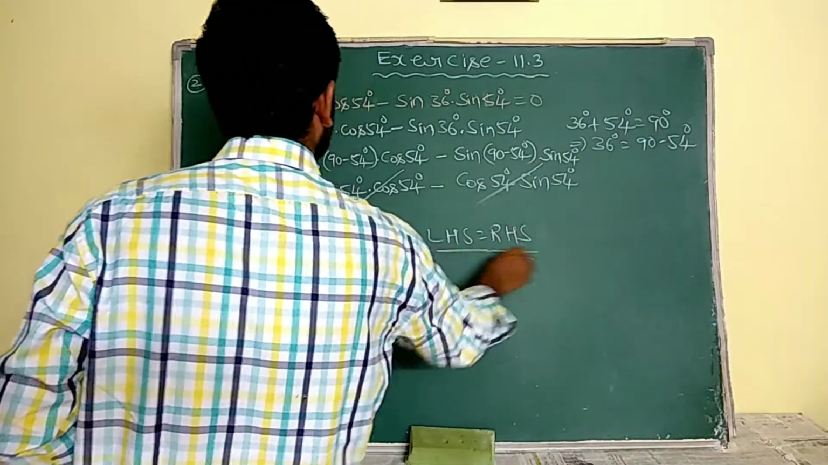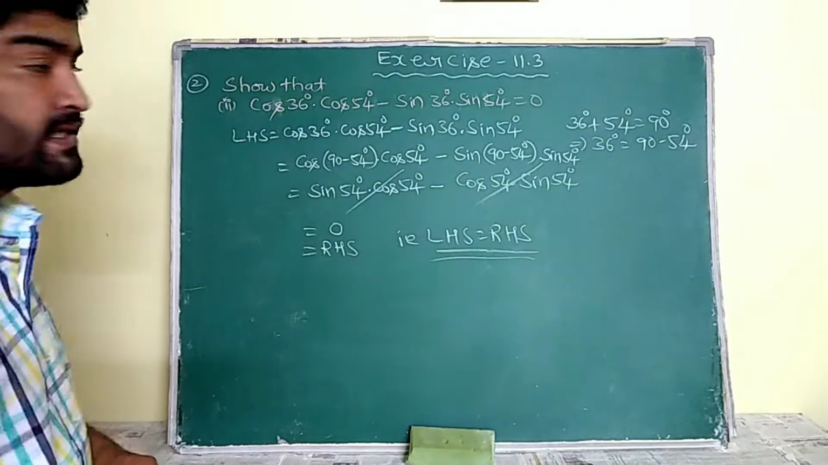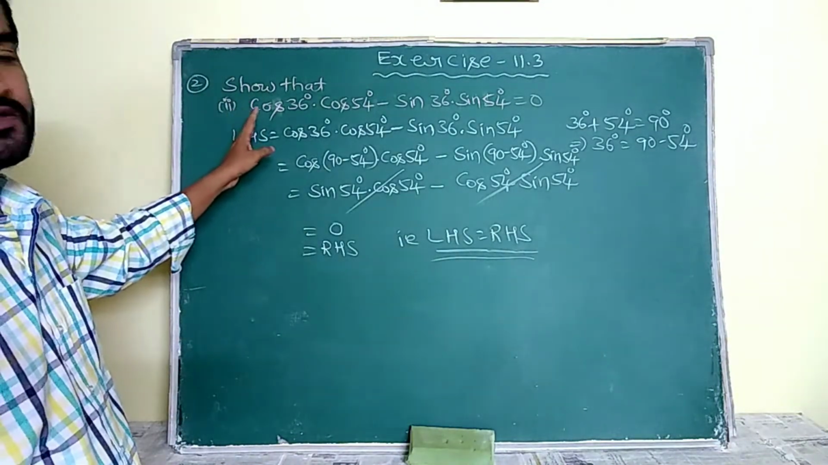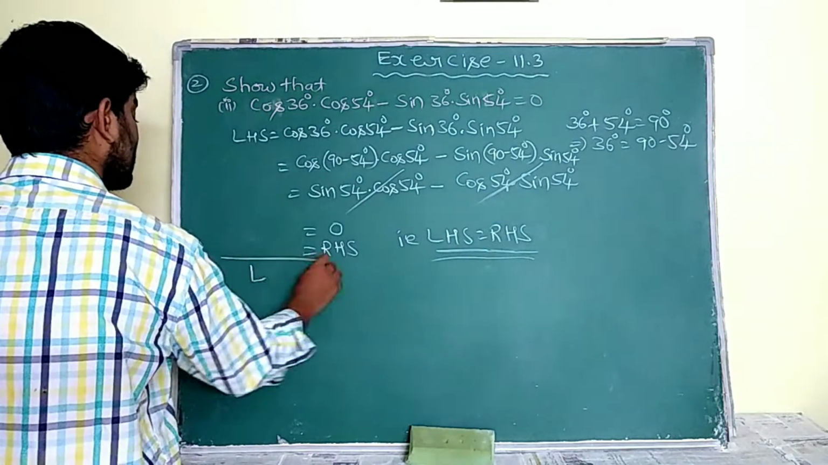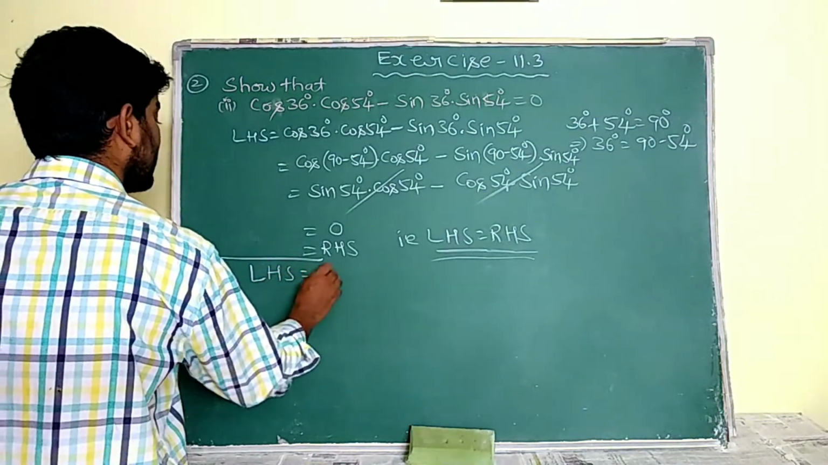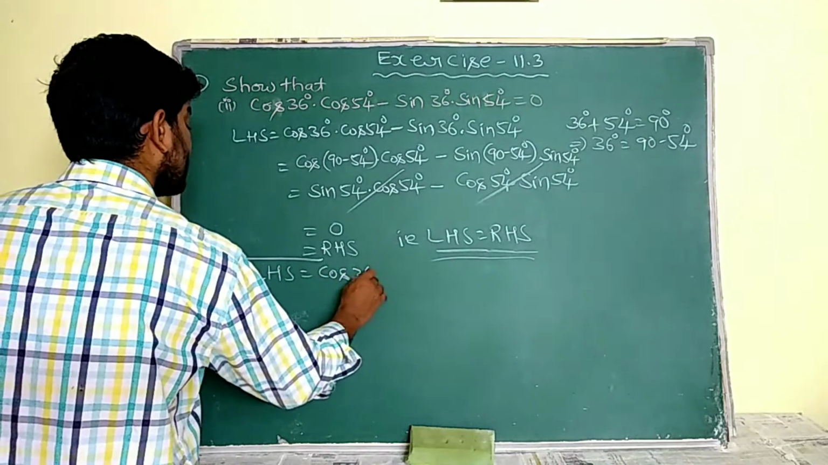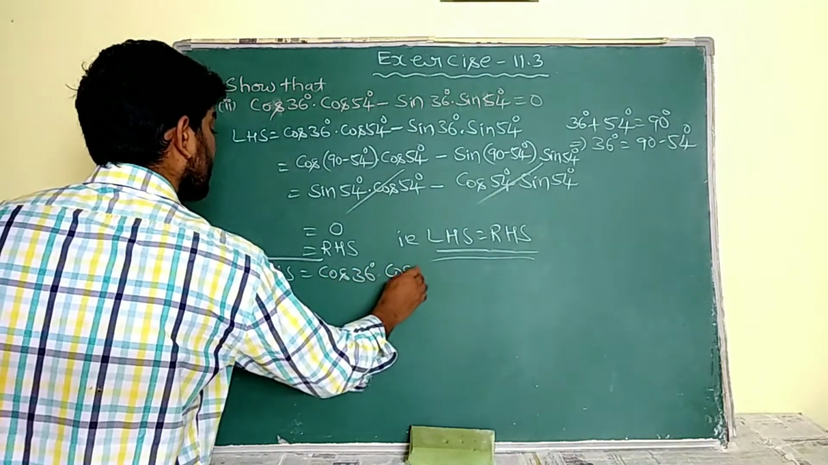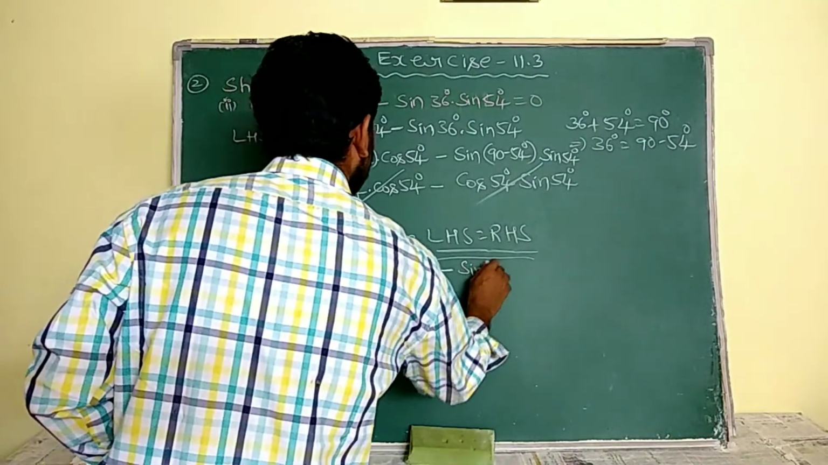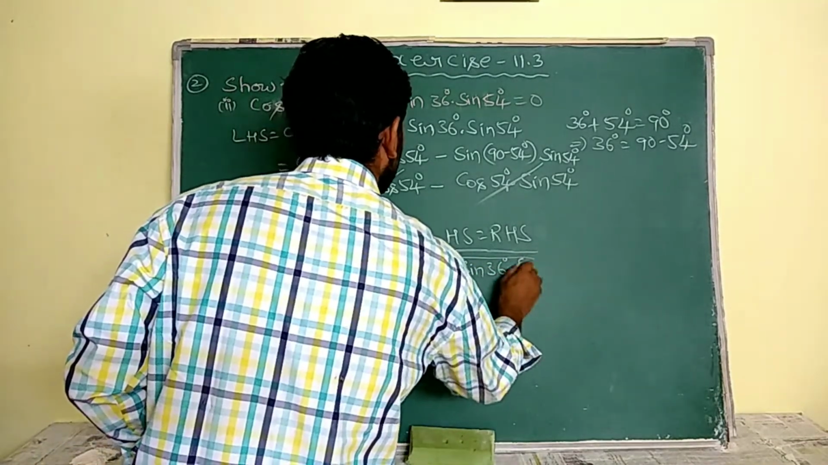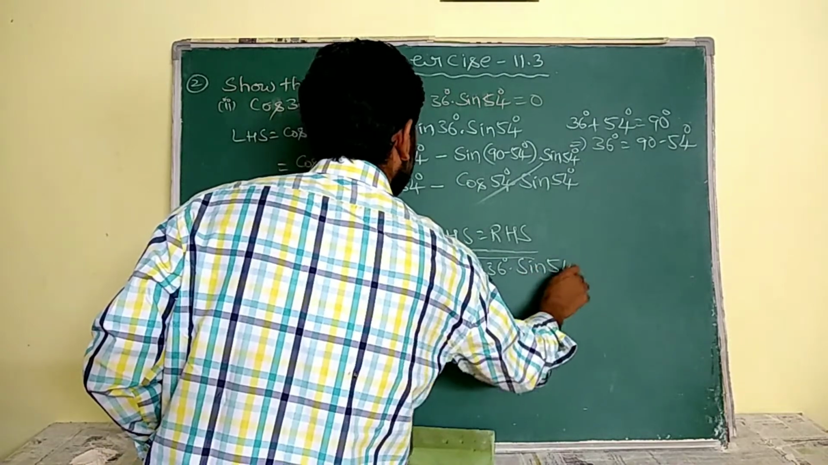Okay, this is one method by using the complementary angles. Else I may use a formula also. You see this LHS. Okay now, here the LHS in the second method, again I am going to write the same: cos 36 degrees into cos 54 degrees minus sin 36 degrees into sin 54 degrees.